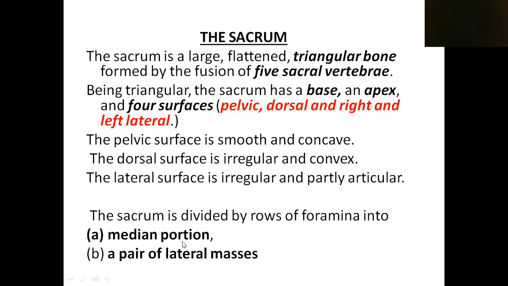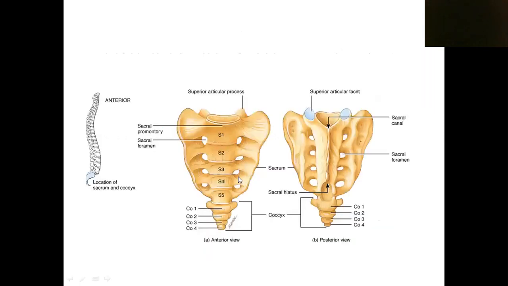Now this sacrum is divided into 3 parts, one median area and 2 lateral masses, by 2 rows of foramina. See, here we can see one row of foramina, and another row of foramina. These 2 rows of foramina divide the whole sacrum into one median area, this is the median area, and 2 lateral masses. So the sacrum is divided into three parts by these two rows of foramina.